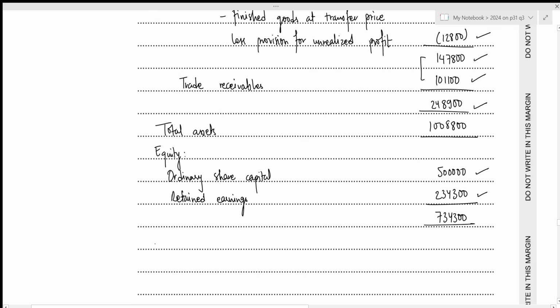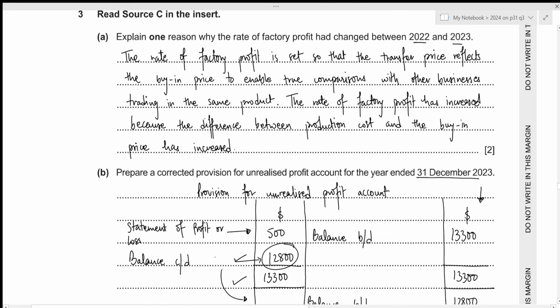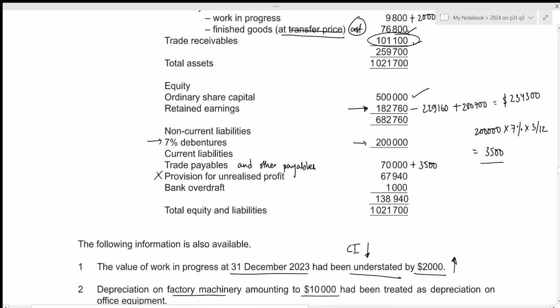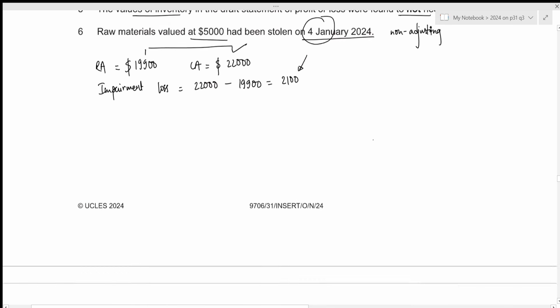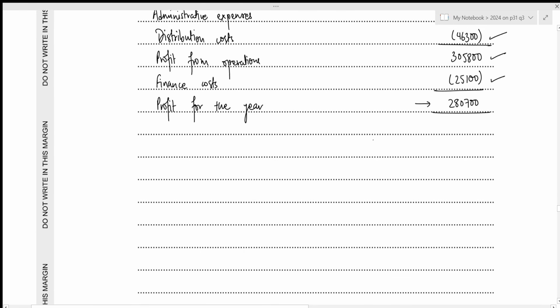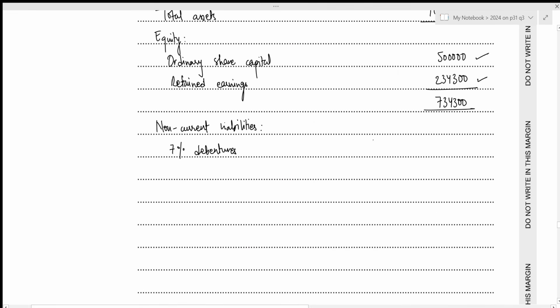Now we can move towards the non-current liabilities. I think there was only one non-current liability, which was our 7% debenture. Let's take a look above. Okay, the amount was 200,000. Now we can move towards the current liabilities.